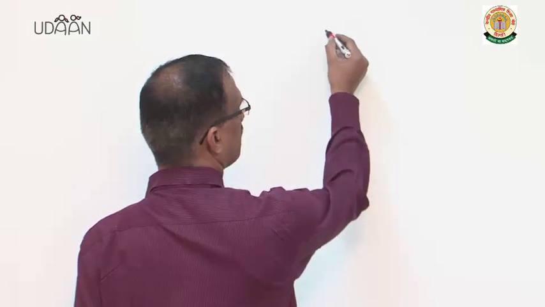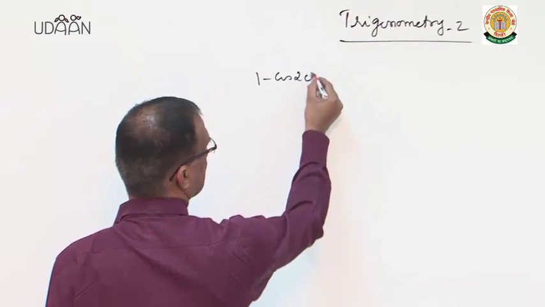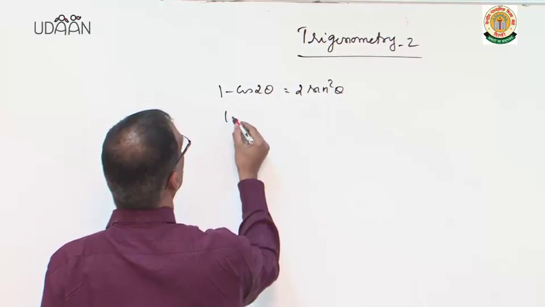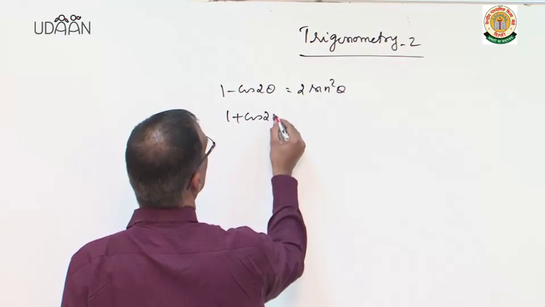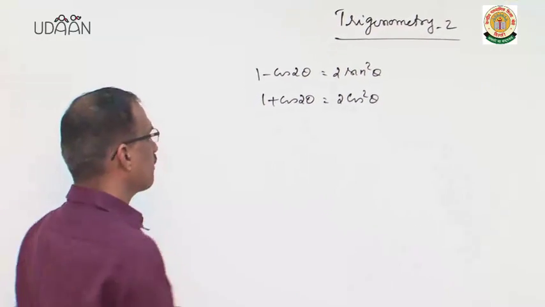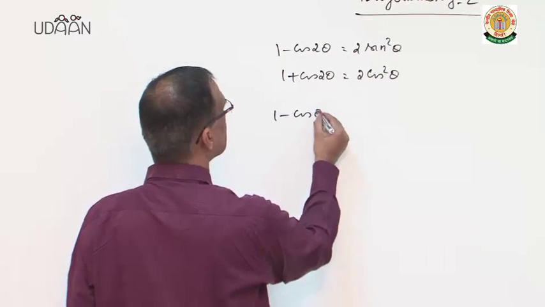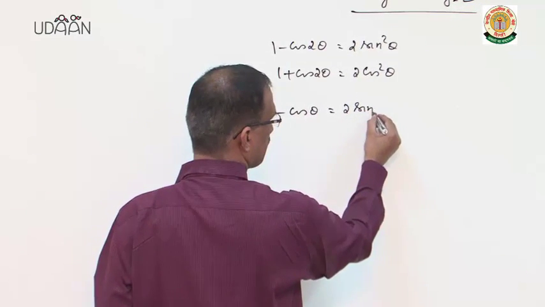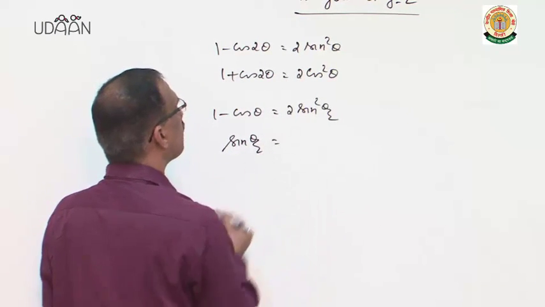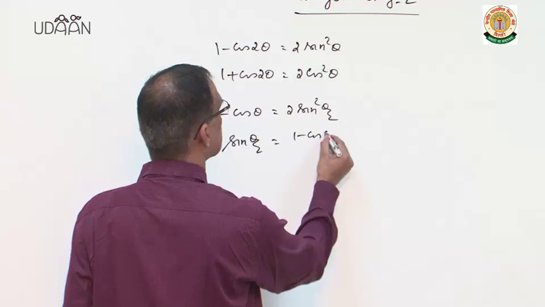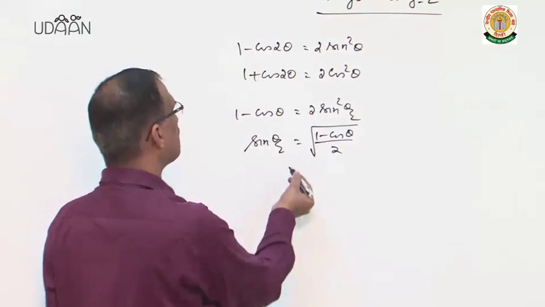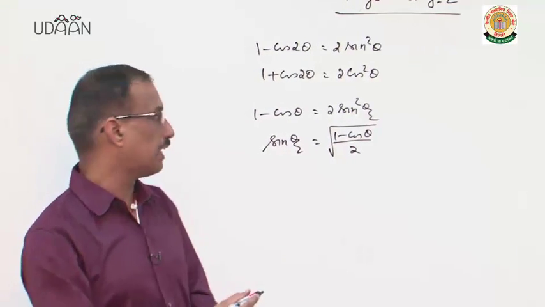Already you have seen that 1 minus cos 2 theta equals 2 sin squared theta, and 1 plus cos 2 theta equals 2 cos squared theta. From there we can get 1 minus cos theta equals 2 sin squared theta by 2. From there, sin theta by 2 equals the square root of (1 minus cos theta) by 2. It can be plus or minus, depending on theta values.